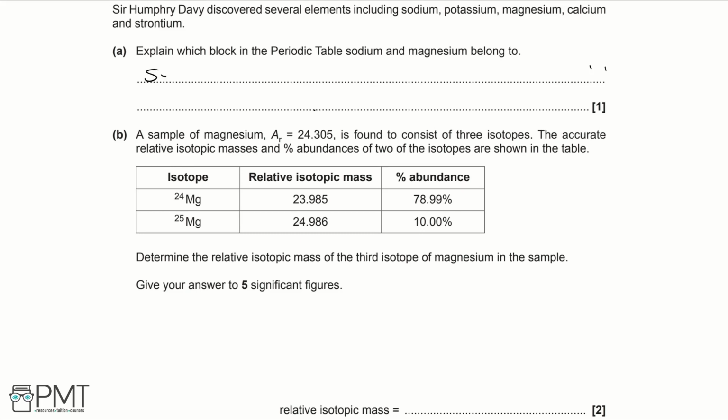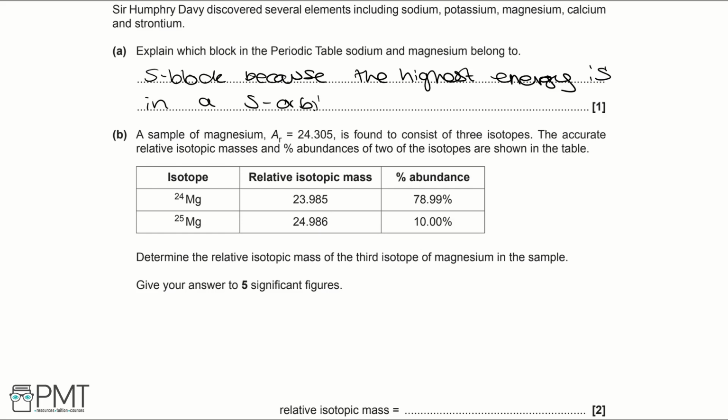Sodium and potassium are in the s block of the periodic table. The reason for this is because their highest energy electron is in an s orbital. So to get the mark for this question, we need to say that they're in the s block because the highest energy electron is in an s orbital, hence why they're s block elements.